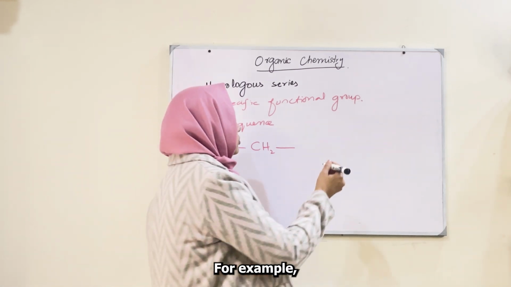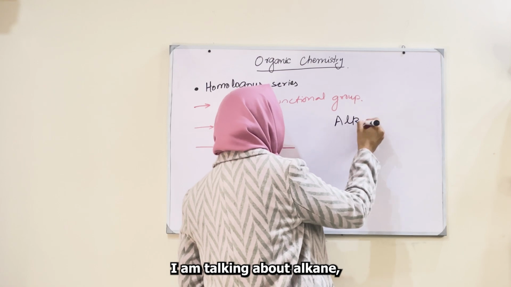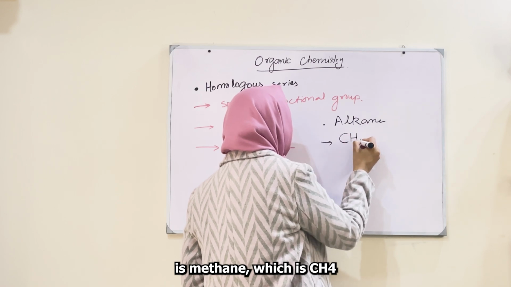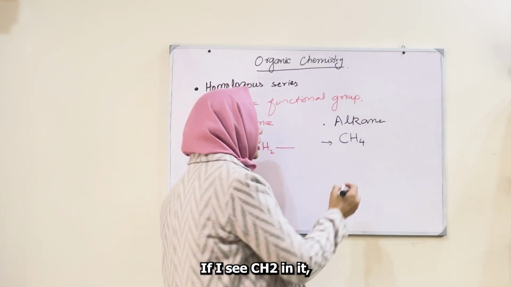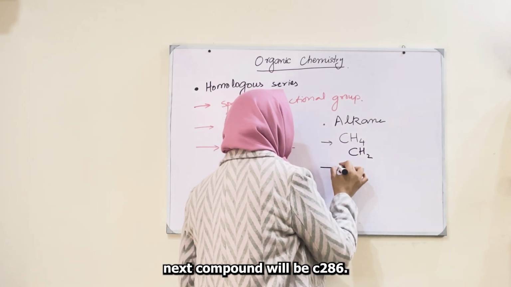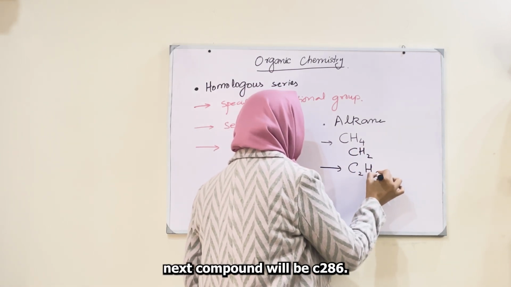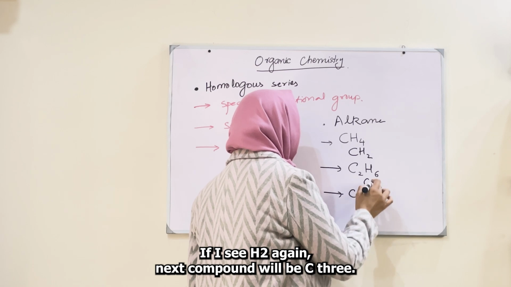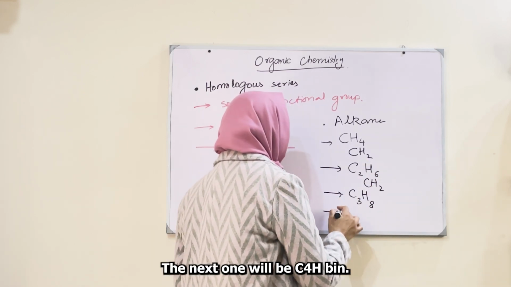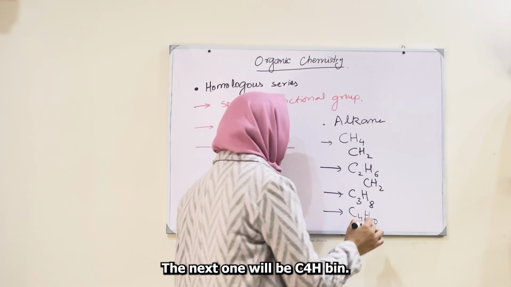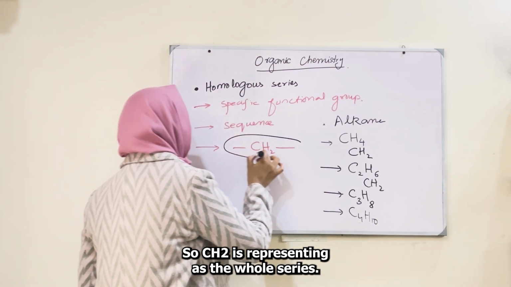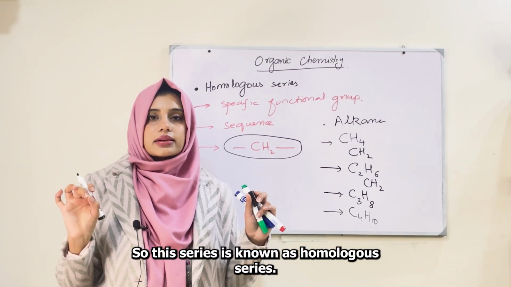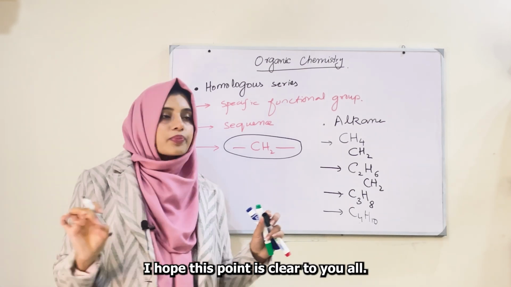For example, I am talking about alkane and the smallest alkane that we have is methane, which is CH4. If I add CH2 to it, the next compound will be C2H6. If I add CH2 again, the next compound will be C3H8. The next one will be C4H10. So CH2 is representing the whole series. This series is known as a homologous series. I hope this point is clear to you all.